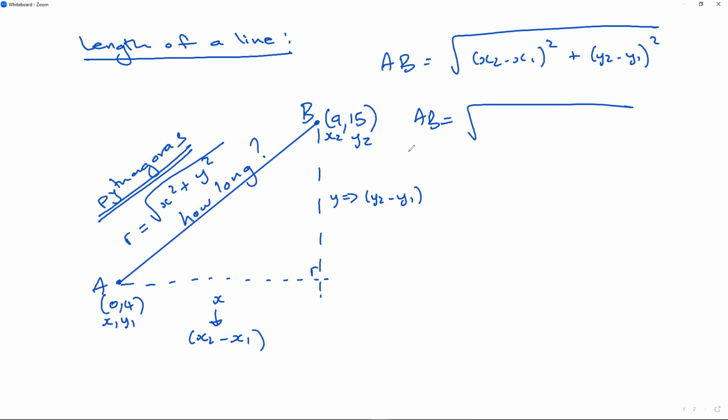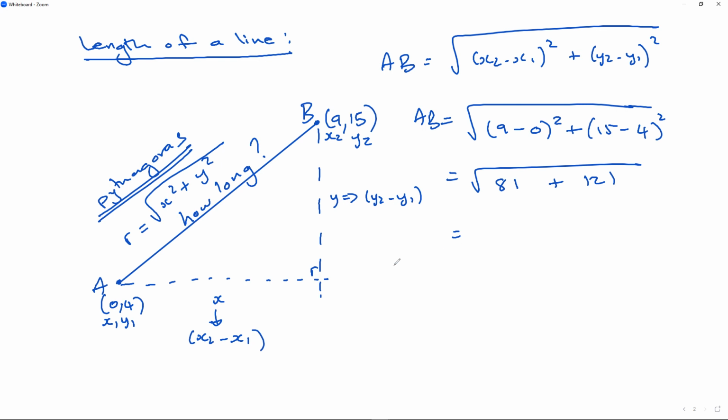So x2 minus x1 is 9 minus 0, squared, plus y2 minus y1, which is 15 minus 4, squared. That'll come to 9 squared, which is 81. 15 minus 4 is 11, squared, which is 121. I could then just put this on the calculator. The square root of 81 plus 121 is 14.2 to 3 significant figures. And that's the answer for this, 14.2. And it's now been applied.